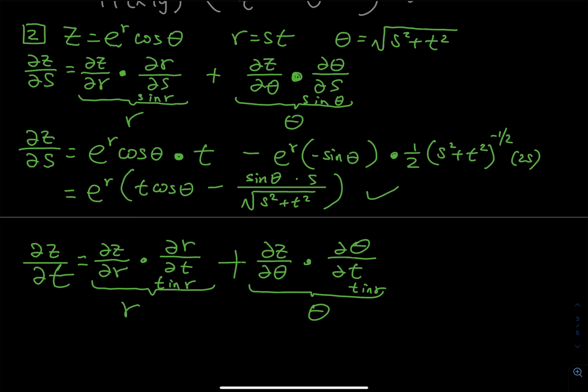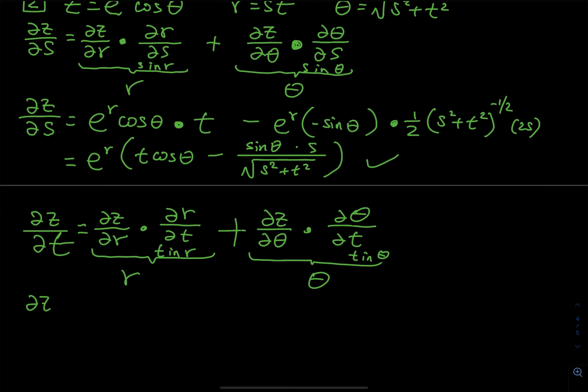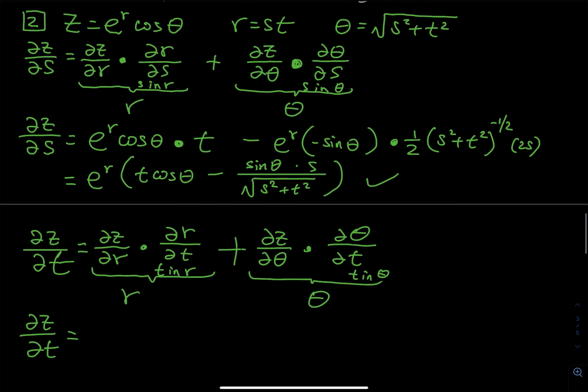T in r, that one is t in r. No, that one is t in theta, huh? T in r and then t in theta. Okay. And then partial z with respect to t, so that is equal to, with respect to r, e to the r is still e to the r. Okay, and then go to function r with respect to t, so t is a linear term. Then that will be just a s.